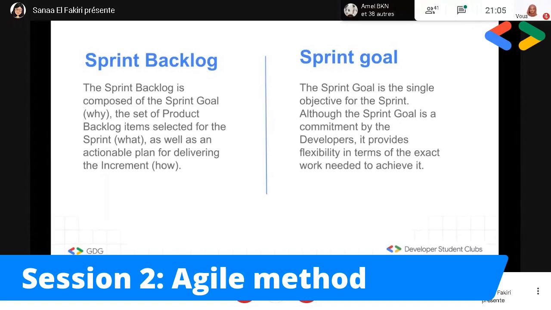As the developers work during the sprint, they keep the sprint goal in mind. If the work turns out to be different than they expected, they collaborate with the product owner to negotiate the scope of the sprint backlog. This can be done within the sprint, without affecting the sprint goal. So this was pretty much the sprint goal and the sprint backlog.